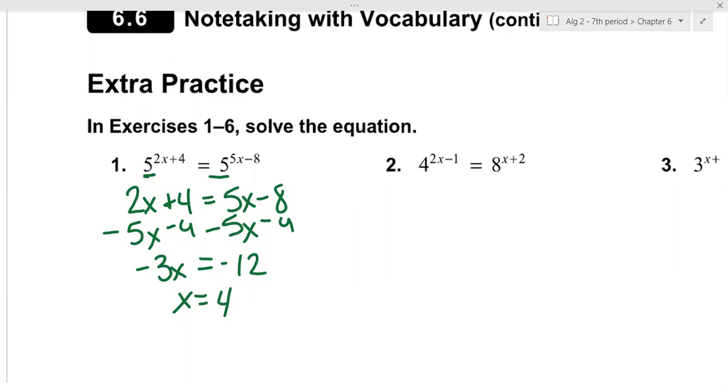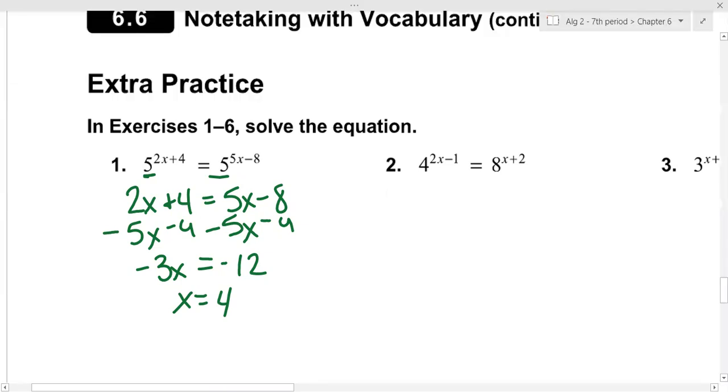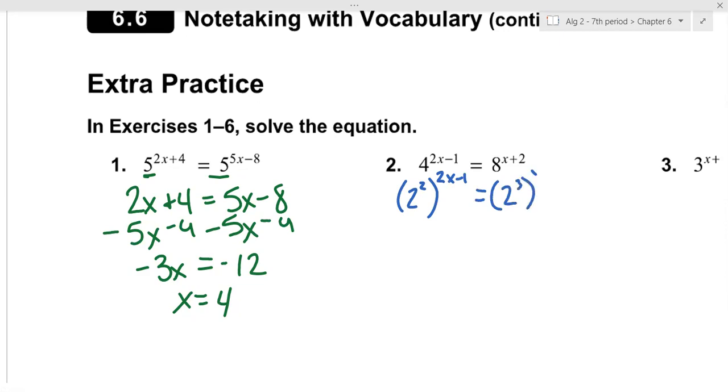All right, now in number 2, the best thing to do here, I see 4 and I see 8. And at first thought, we might think that we can use a base of 4, but actually we can't, because 4 to the second is not 8. What I want to do instead is think of another base that they could both be. So in this case, 4, I could write as 2 squared and leave the 2x minus 1. I could write 8 as 2 to the third and leave the x plus 2. Okay, so if you notice, I can have my bases the same. Now, careful here, though. This is going to have to be 2 times 2x minus 1, and then 3 times x plus 2.